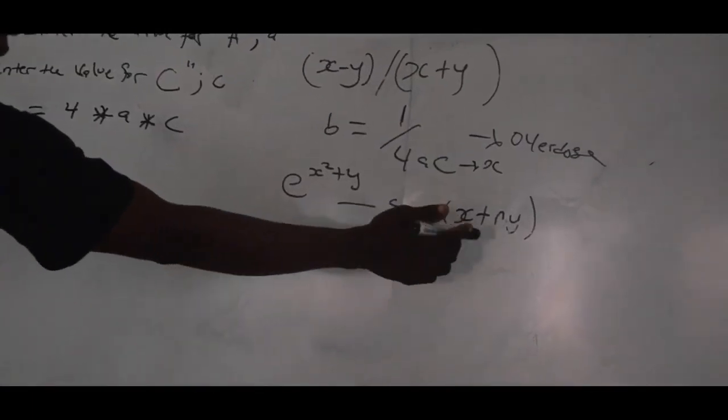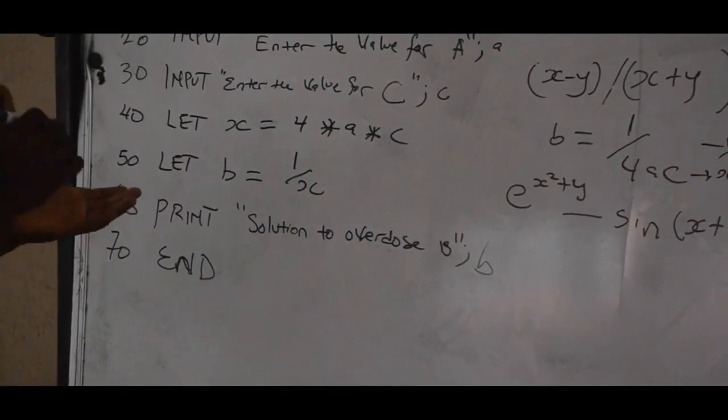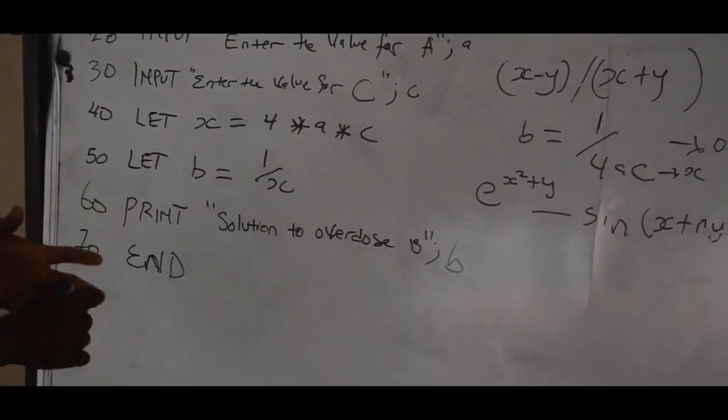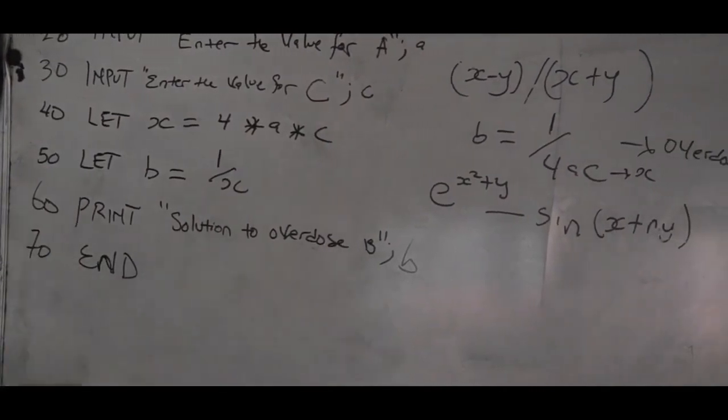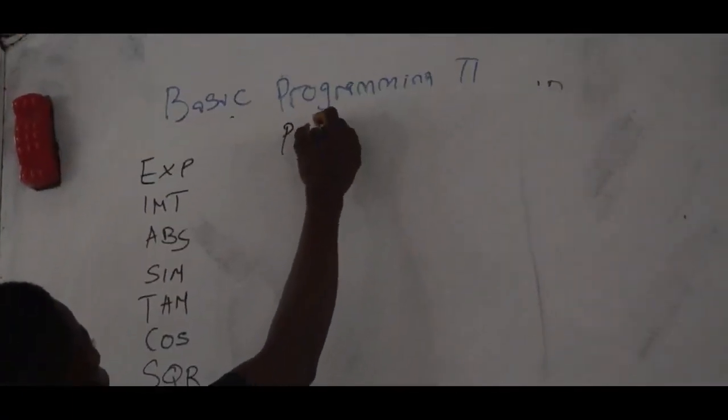So you have your exponential, you have your x squared plus y minus 9, x plus ny. So you are going to need to collect the value for x, you need value for y, you need value for n. So you can input it like this, at the same time you can collect it together. Let's see what we did. Program array.